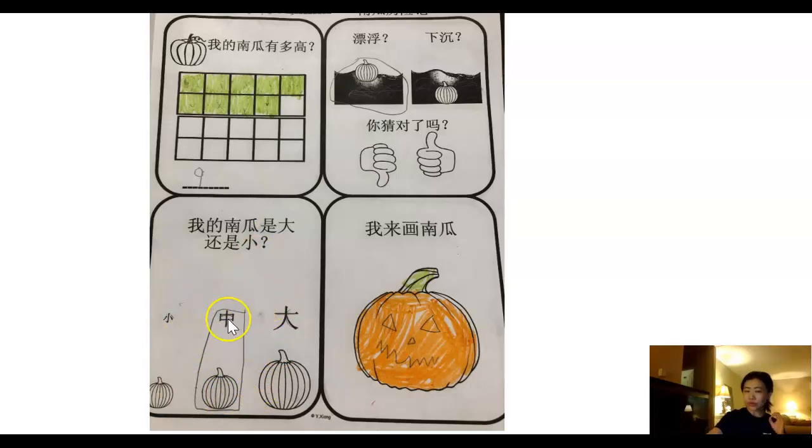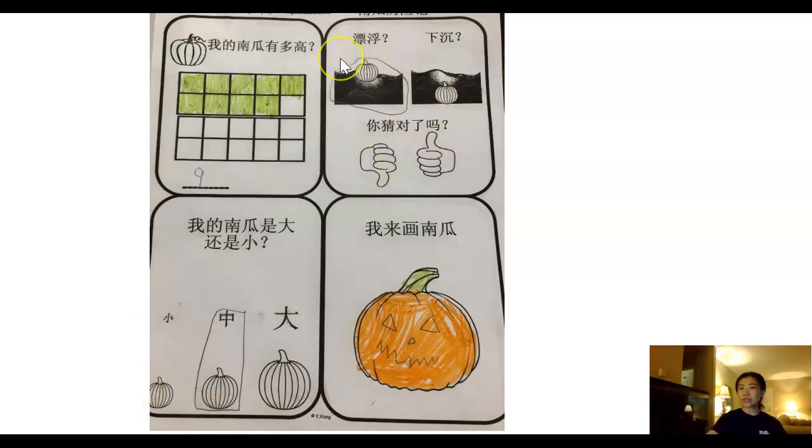中间的 中 means the size is medium. 好，这边是大 means large, big. 好，这边小 means small. 小，中，大。好的，so we choose 中, medium size.